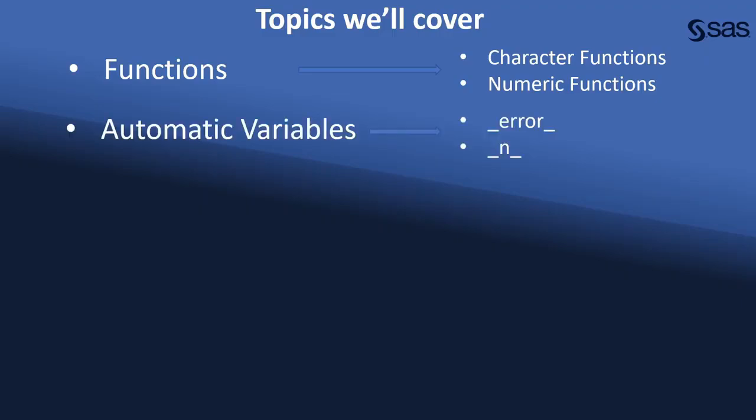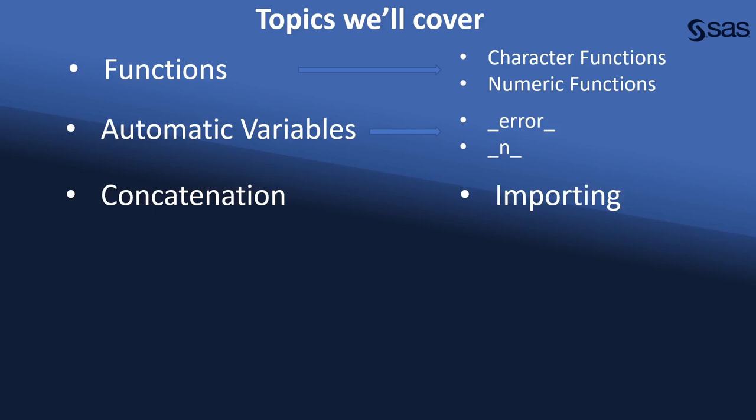Then we'll be learning about _error_ and _n_, which are known as automatic variables. Then we will be learning how to concatenate two separate variables. Concatenation means joining two separate variables. We'll also be learning how to import data from outside SAS into the SAS environment. Then we'll also be learning about frequency. Frequency means how many times something has repeated itself.